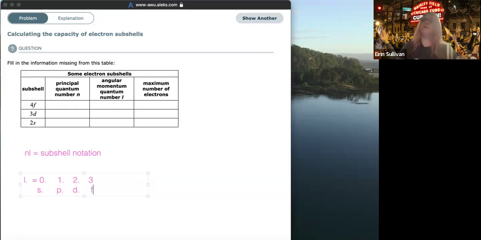If you got to l equals 4, it would then just go through the alphabet. So l equals 4 would be g, l equals 5 would be h, but actually you don't really ever need to use that for ground state configuration of elements.